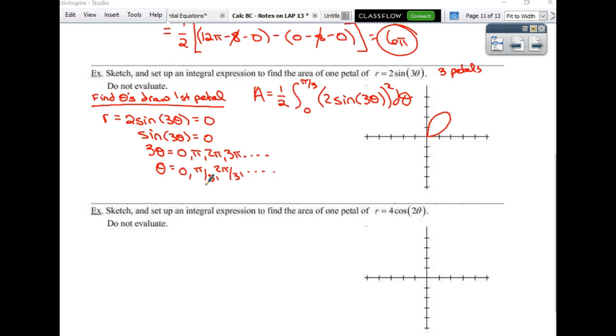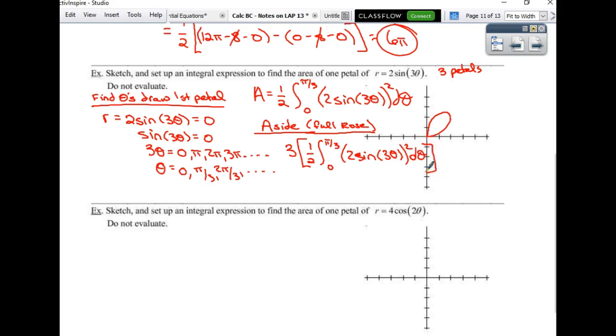Now, here's what I would like to point out. This is my little aside. For the full rose, if I want the full rose, what would I do? I would do 3 times the 1/2 the integral from 0 to pi thirds of sine of 3 theta squared d theta.